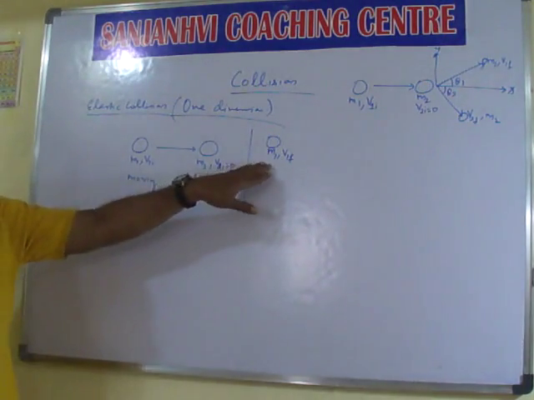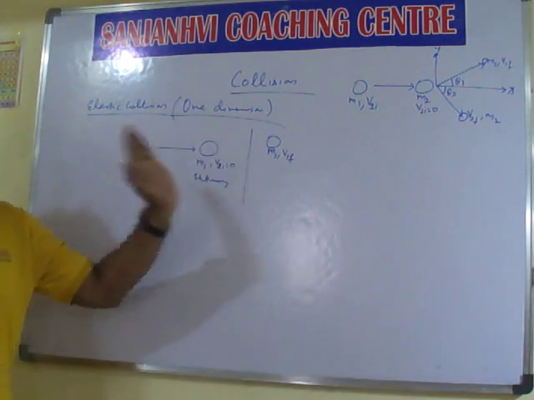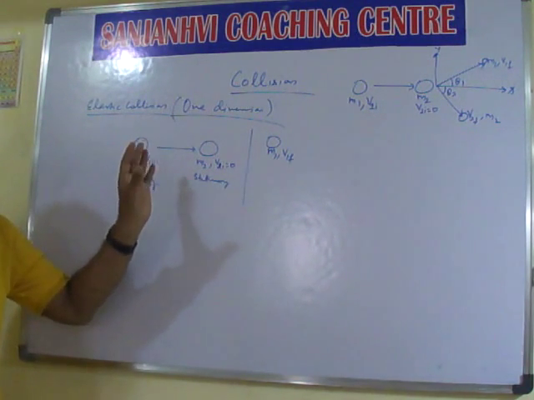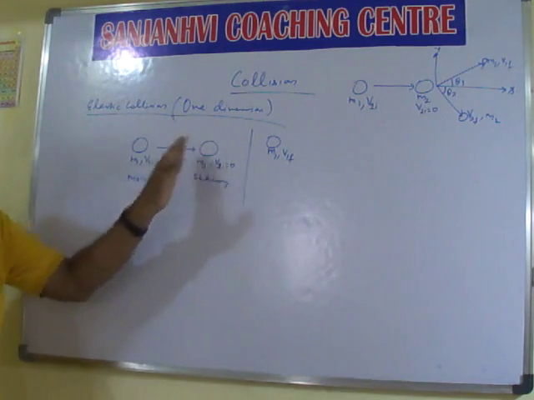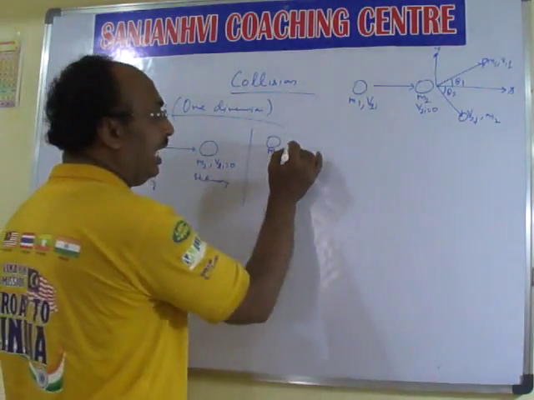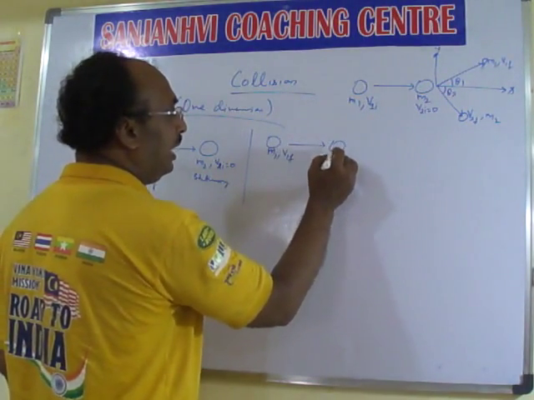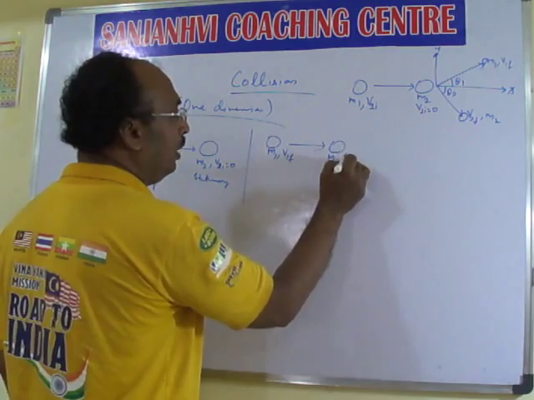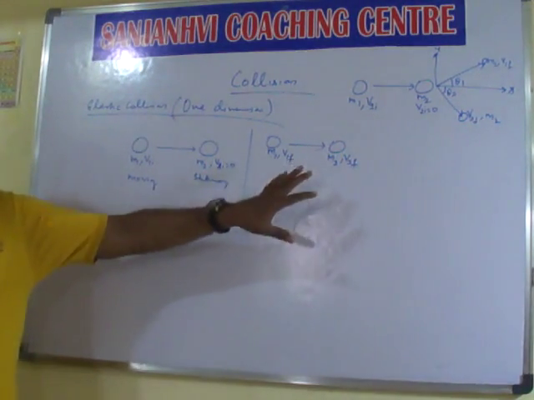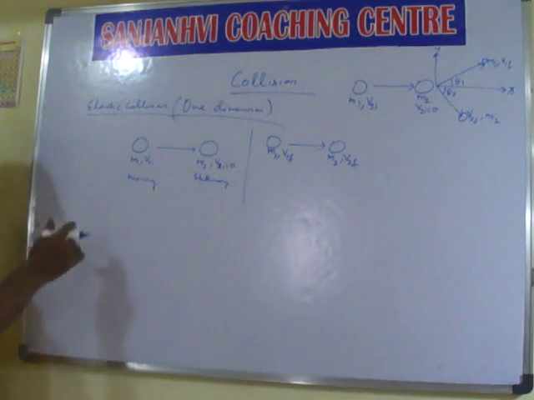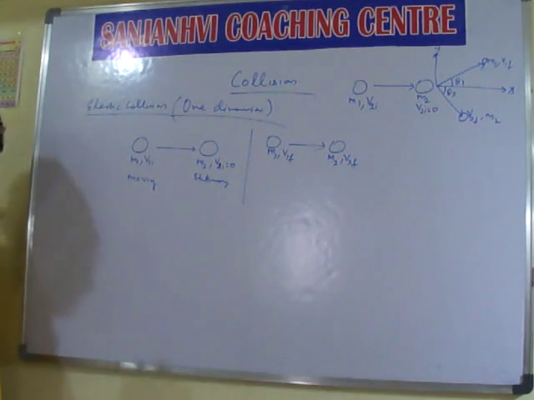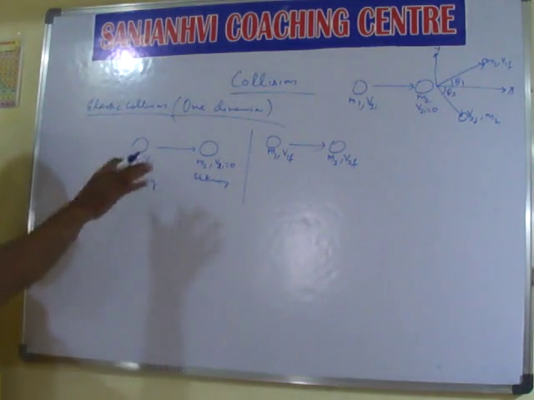So it may move in the opposite direction or it may move in the same direction. We cannot say that both of them are moving in the opposite direction. It may move in the opposite direction or in the same direction, but only in one dimension. And another object, M2, is moving with some final velocity. But both are moving separately.